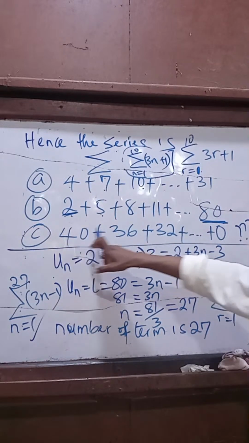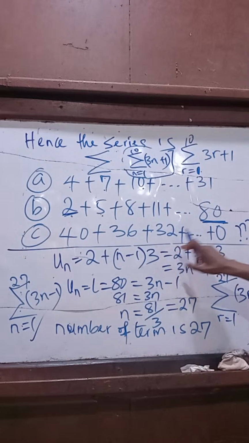The C part, we have 40 plus 36 plus 32 plus dash dash dash 0. Okay, so do that in the comment section.